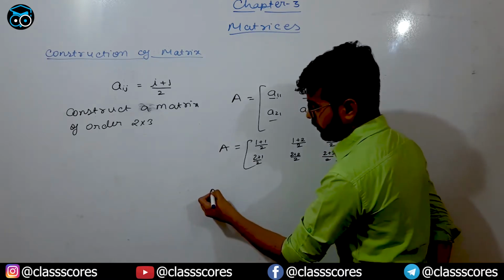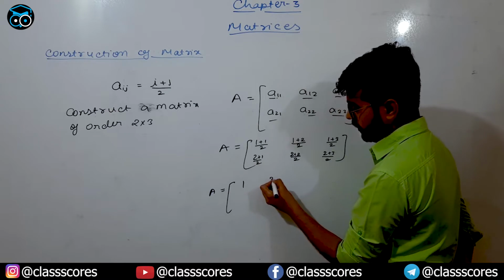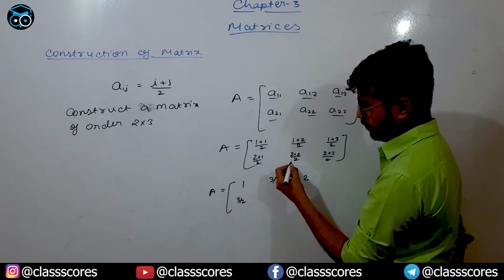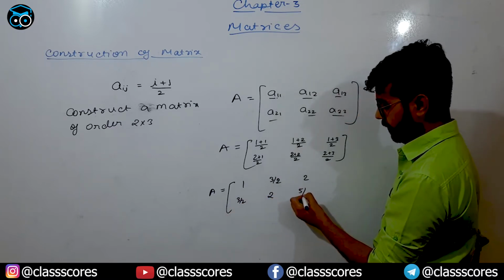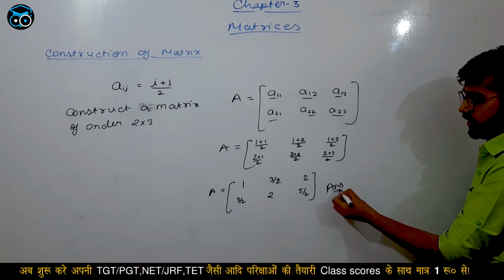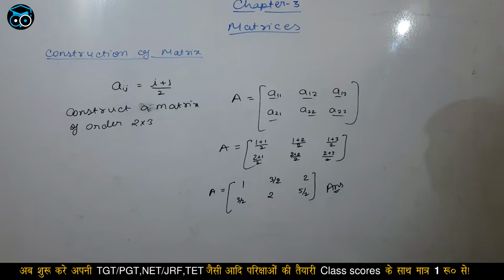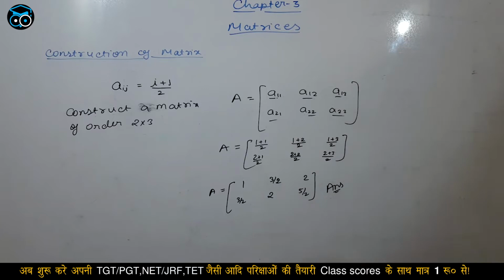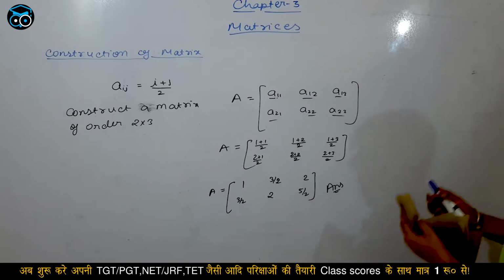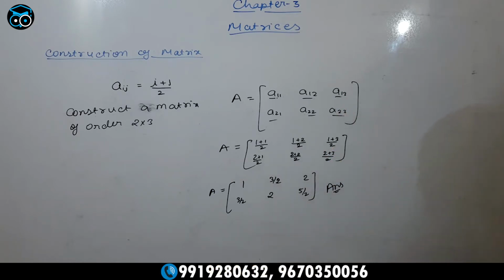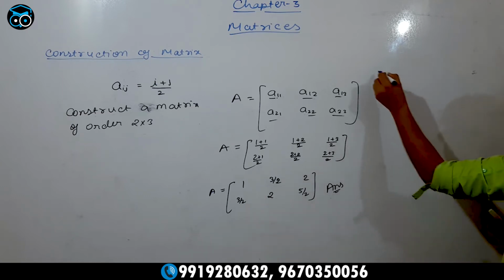When we solve these terms, we get 1, 3 by 2, 2, 3 by 2, 2 and 5 by 2. So this is the required matrix and this is the final answer. I hope it is clear to all of you. Now moving towards the types of matrices. On the basis of their appearance, the matrix is divided into some specific types. So write down the first type, that is row matrix.